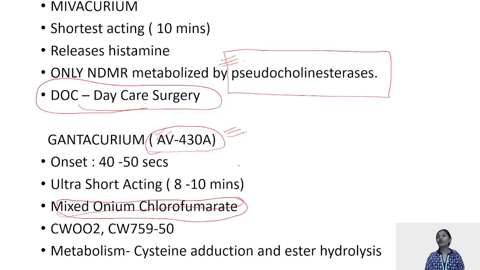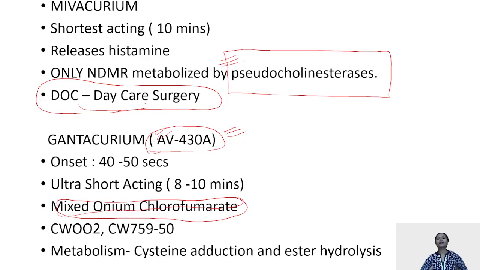And the beauty of this is the metabolism. It is metabolized using cysteine adduction. L-cysteine is used to metabolize your Gantacurium. The onset is also very fast, 40 to 50 seconds. The onset, ultra short acting, like scolin.